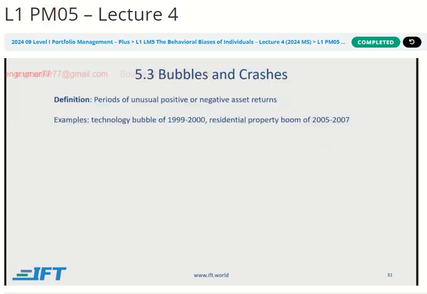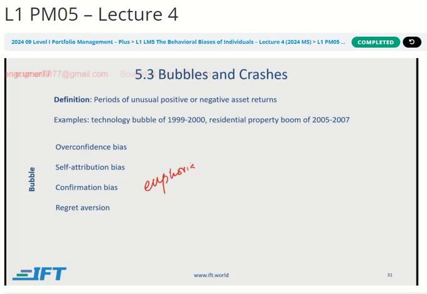Another very interesting one is bubbles and crashes. Here again, what's really going on is the euphoria that creates that bubble, where everyone's like, oh, we're invincible, we are the ones, we know exactly what we're doing, and our analysis is perfect. So overconfidence, self-attribution, and you ignore all the bad news.